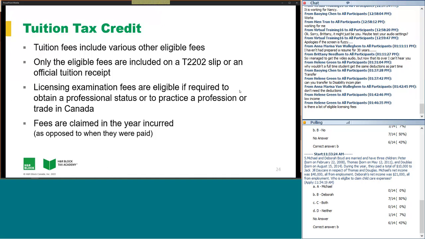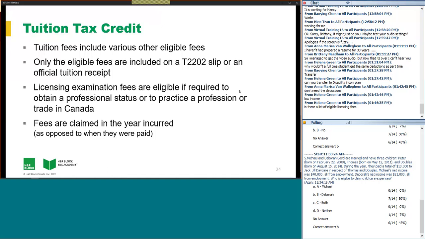And Helene, is there a list of eligible licensing fees? There is not, but the definition is profession or trade. So if you can find out, is this considered a profession or trade in Canada, those will count. And remember, your clients are likely to get audited, so make sure the receipt makes it clear that it is the exam fee and not additional fees.